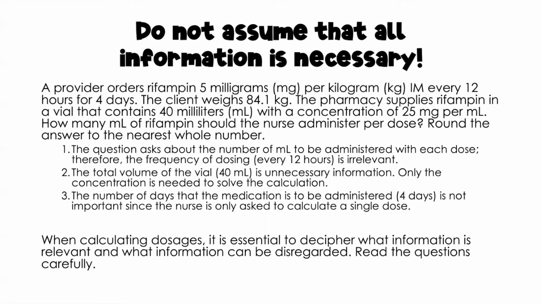Standardized testing wants to know, do you understand what information you need in a problem versus what information you don't need? And in this problem, you don't need to know that it's going to be given every 12 hours for 4 days because you're giving one single dose. Now, we do need the weight. This is a weight-based order, so 5 milligrams per 1 kilogram. So the weight is important. Now, we're also told that rifampin is coming in a vial with 40 milliliters. Remember, we're only giving one dose. It doesn't matter to us how many milliliters are in that vial.